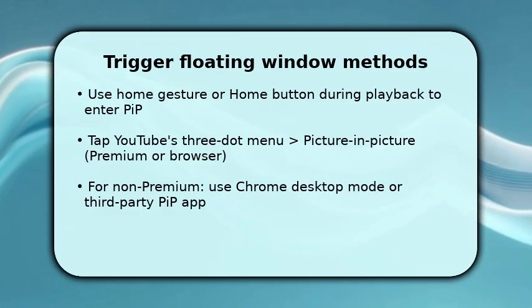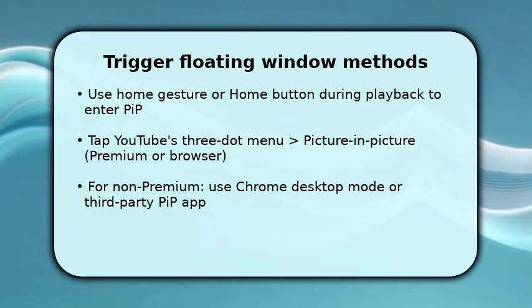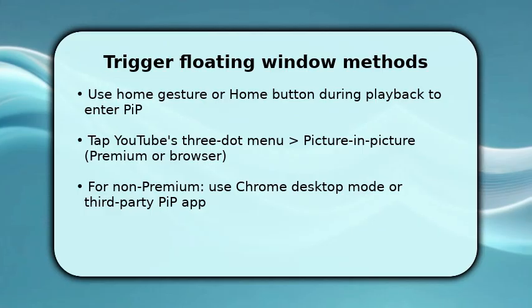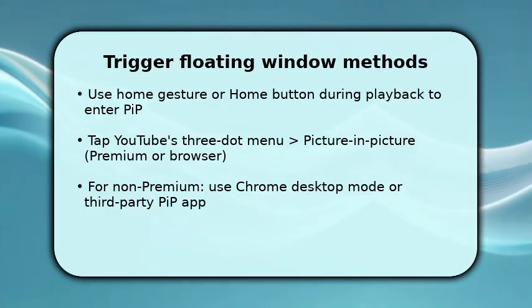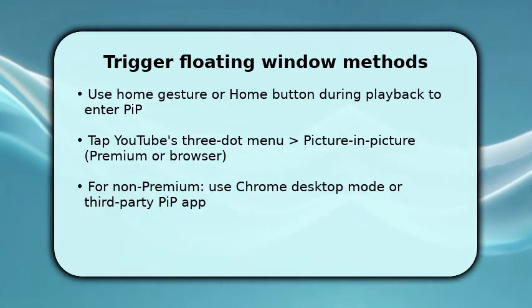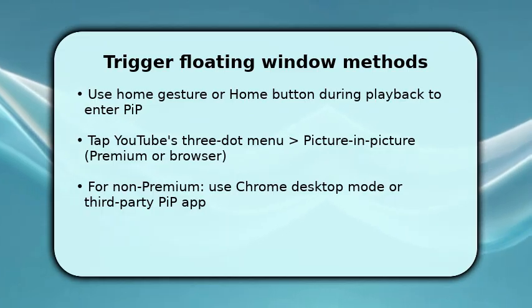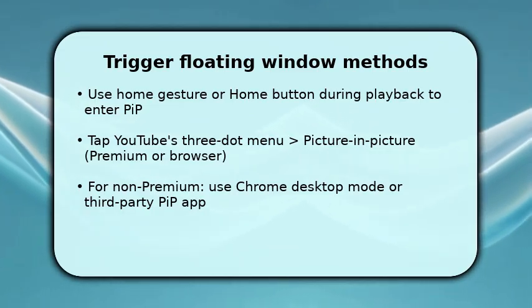Once done, make sure to try Chrome. Open YouTube. In Chrome, enable desktop site, start playback, then press Home to force Pi-P. These alternate paths cover cases where the native app won't enter Pi-P directly.